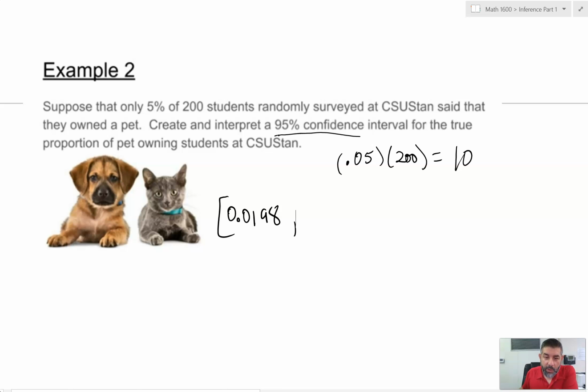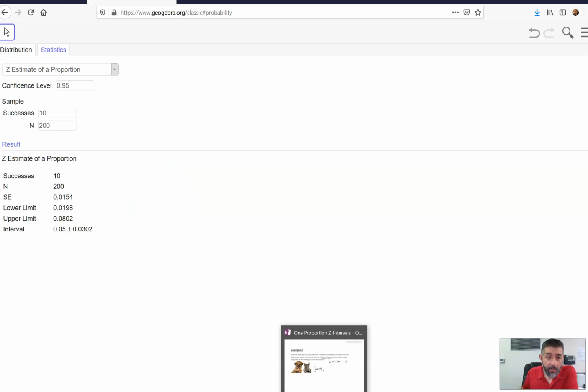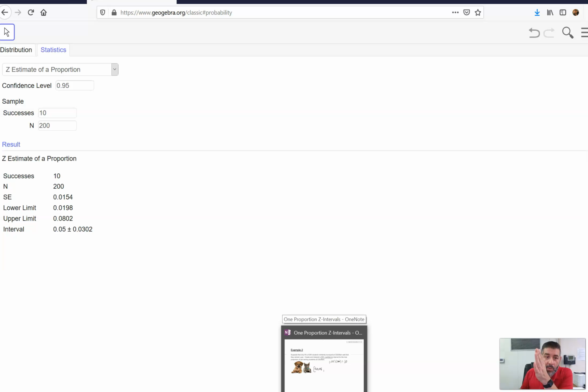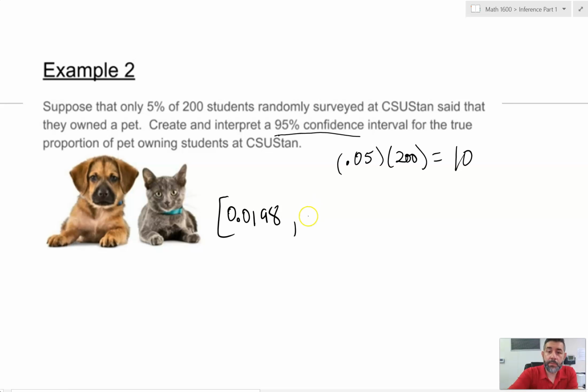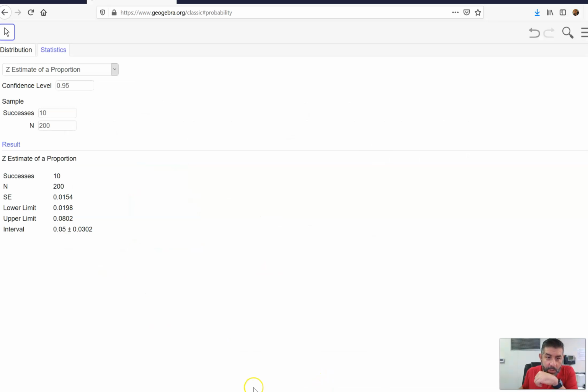All right, my margin of error is right in between. It's how far it is from my sample statistic, which is right in the middle, 0.055, which is what I had from the p hat, what we call p hat. Okay, so we got 0.0802. All right, and it did give us 0.05 plus or minus my margin of error, 0.0302.